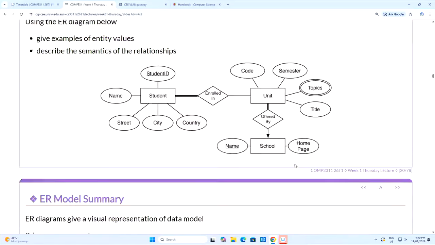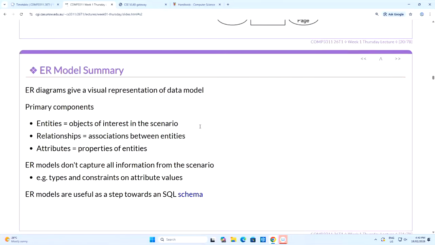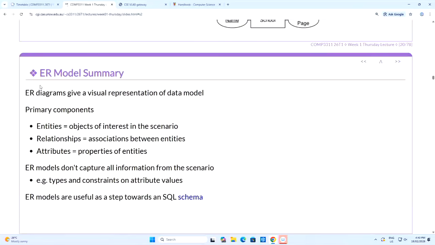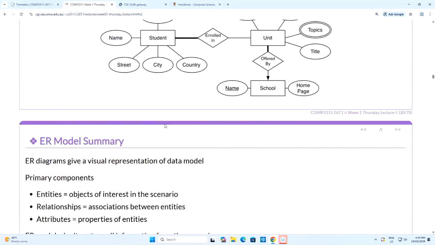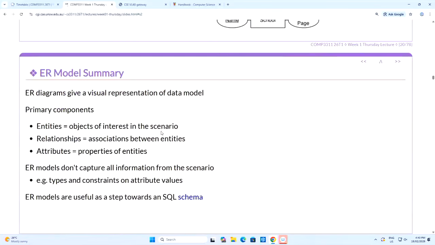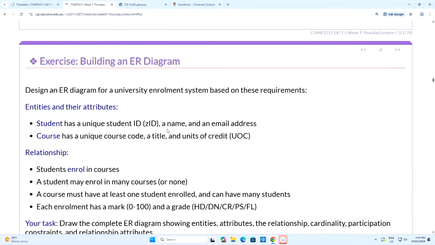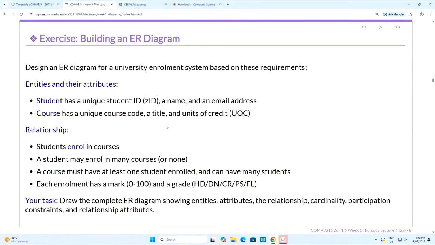Thank you so much. So basically, this is a summary. Entities are the objects of interest in the scenario. Relationships are associations, and attributes are the properties of entities. You'll see that they are a very useful step towards an actual SQL schema that hopefully we should get to in the end of this lecture, as well as in the beginning of next week.